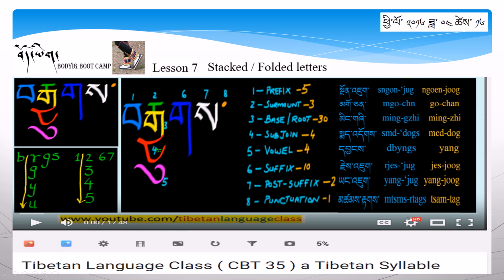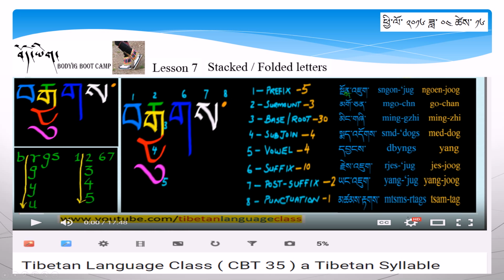And then number 4 is the subjoined, and number 5 is the vowel. How many vowels do we have? We have 4 vowels, right? And then the next is the suffix. Number 6 is the suffix. Out of the 30 letters, how many suffixes are there in the Tibetan language? We have 10. So there are 10 letters that could be used as a suffix, and we'll learn all that later. And then at the number 7 position are the post-suffix letters. How many post-suffix letters do we have? We have 2. And then the last one is the punctuation mark, which in this case is the tsek, right?